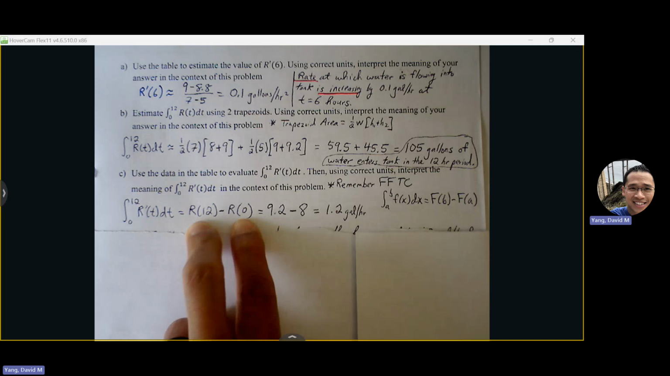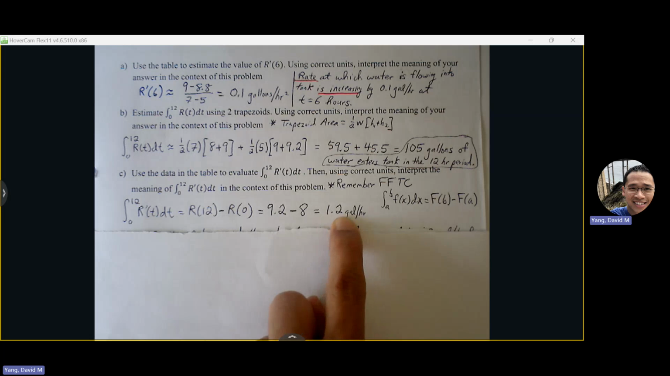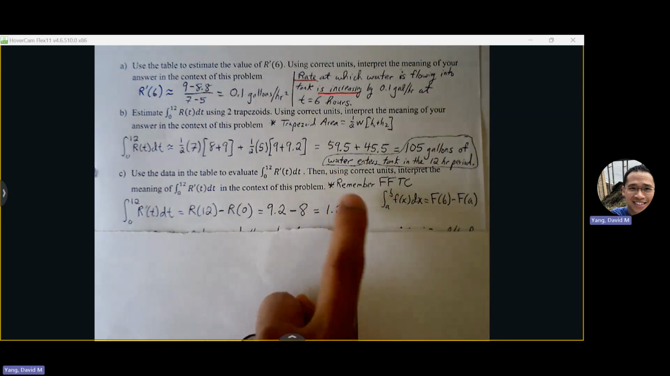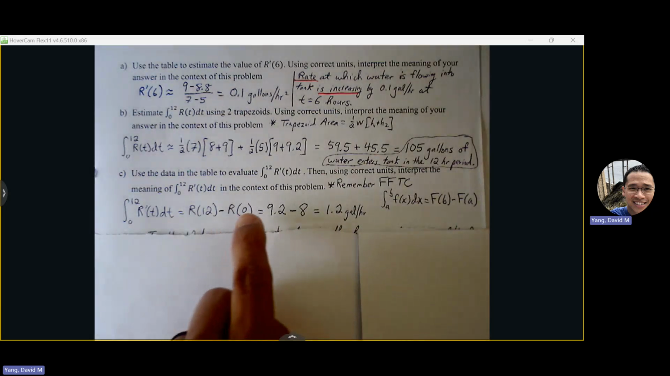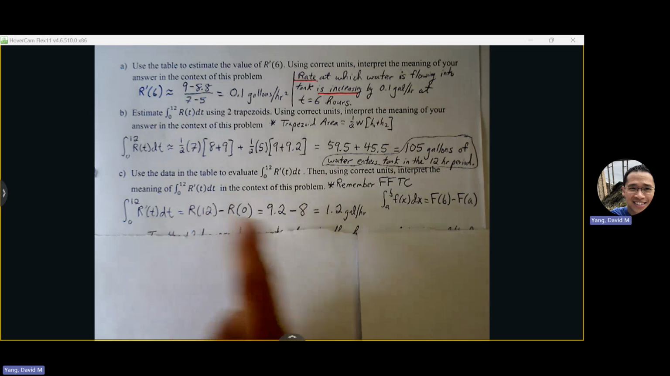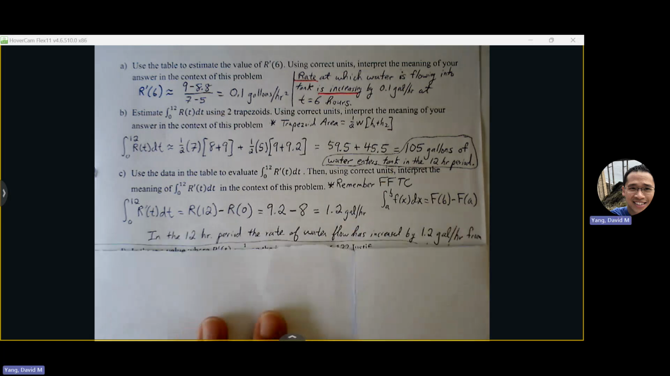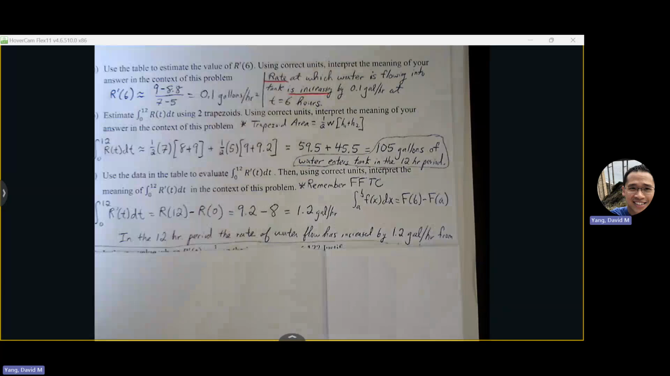And this we can do, right? Because we have R of 12, we have R of 0. So we have 9.8 minus 8, and that still gives us gallons per hour. So what does this tell us? What does this tell us about what's happening? Well, we know that the rate was 8, and it goes up to 9.2. So therefore, over this 12-hour period, my rate has increased by 1.2. So over this 12-hour period, the rate of water flow has increased by 1.2 gallons per hour.